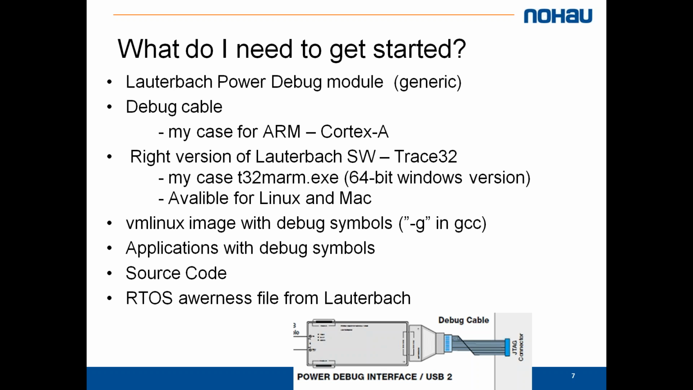I will use a VM Linux image, which I have compiled with debug symbols, so -g in GCC, and I have it stored on my host. I have applications that I have also compiled with debug symbols. To get source code debugging, I need the source code stored somewhere on my host. When I load the kernel and the applications, I will tell Trace32 where the source code is, and then it can map symbols and source code together.